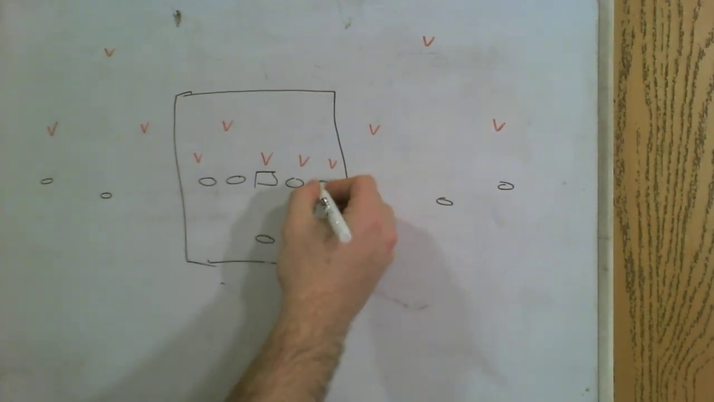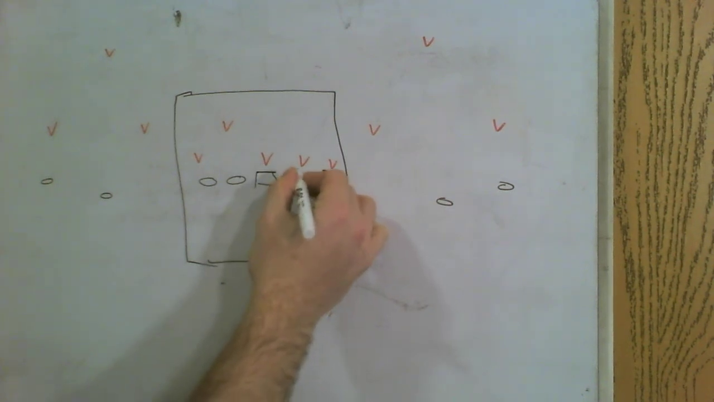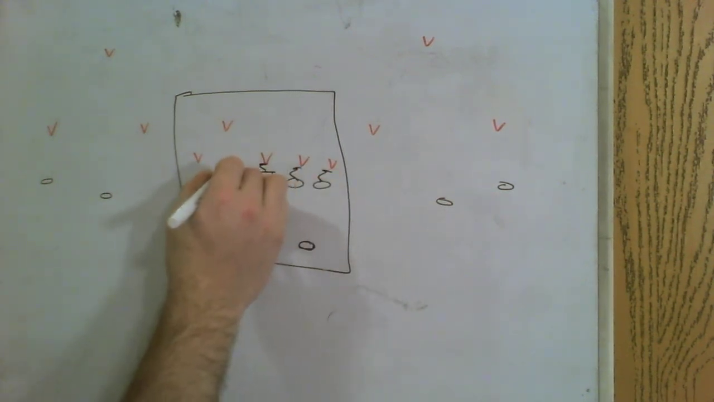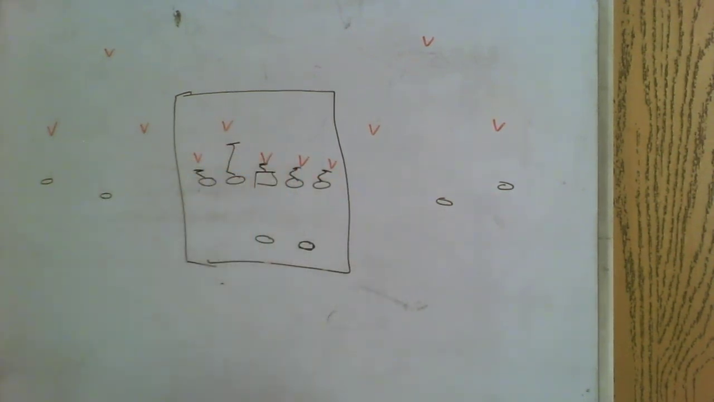So let's say there was a zone. All right. Everyone steps play side, blocks their guy. All right. I can run this. I got a hat and a hat for everybody.